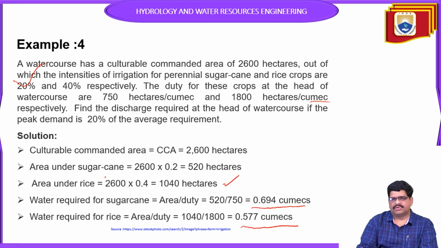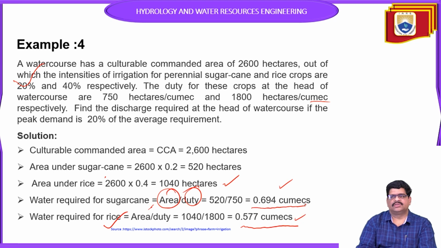Up to this, what we have done? Water requirement of sugarcane is equal to area divided by duty, so that is equal to 0.694 cumec. Next, water requirement for the rice, the other crop, also area divided by duty, that is equal to 1040 divided by 1800, 0.577 cumec.